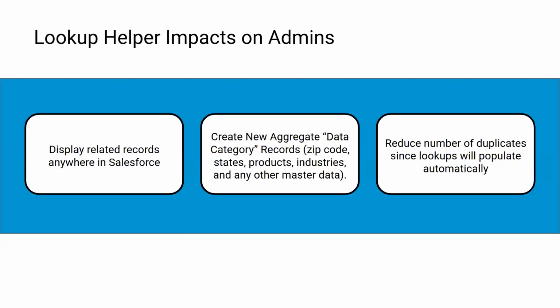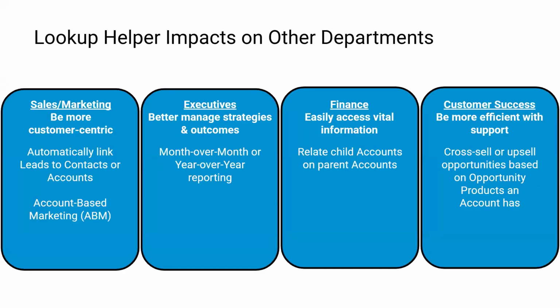Lookup Helper allows you to relate all of your important objects, such as accounts, contacts, opportunities, or any other objects in Salesforce, to a single category record. Create new data categories automatically, such as zip codes, states, product, industry, or any other master data. And since lookups populate automatically, you can cut down on the number of duplicate records, as they won't be created in the first place from human errors. Again, this can positively impact your other departments.